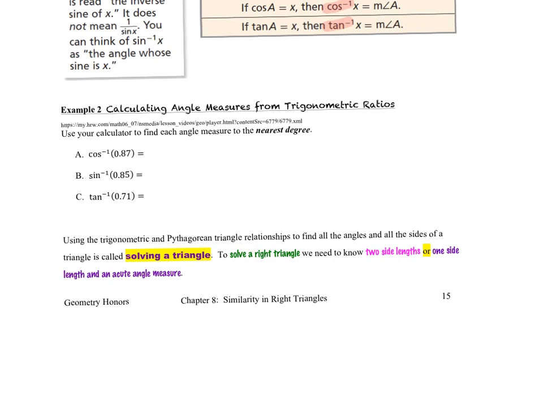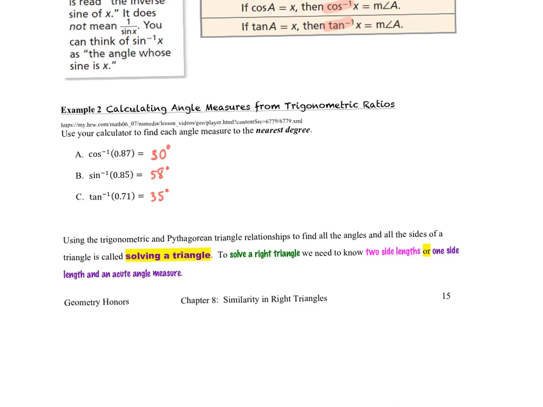If you type in cosine -1 of 0.87, keeping in mind our calculator needs to be in degrees, you should get 30 degrees when you do that. Sine -1 of 0.85, you should get 58 degrees. If you don't, you need to see me so I can help you. And tan -1 of 0.71, or inverse tan of 0.71, is 35 degrees.